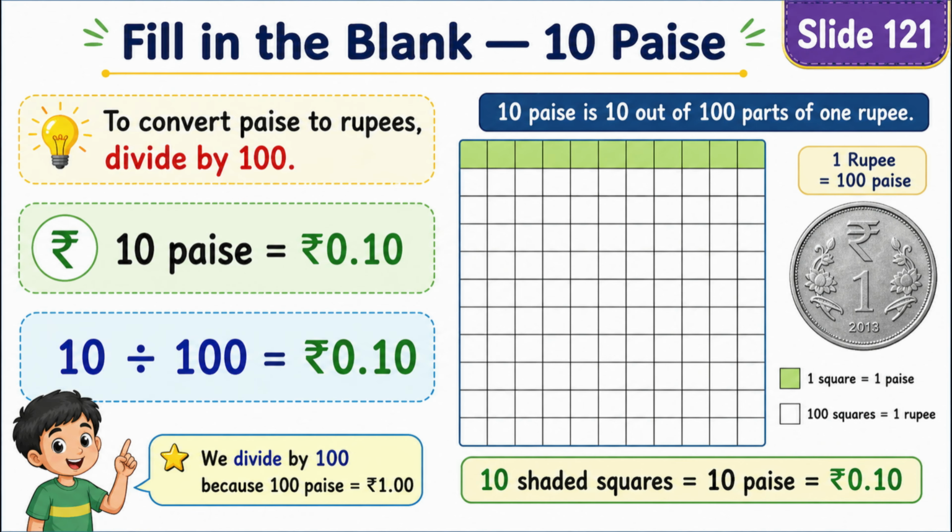Fill in the blank. 10 paise. To convert paise into rupees, divide by 100. 10 paise means 10 over 100 rupees. 10 over 100 is 0.10, so 10 paise equals 0.10 rupees.